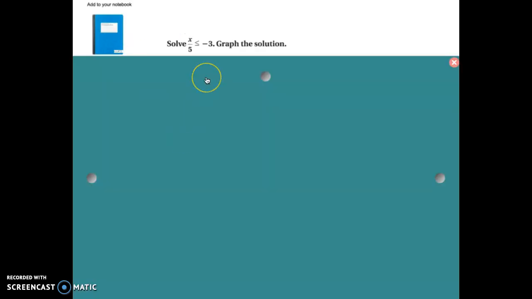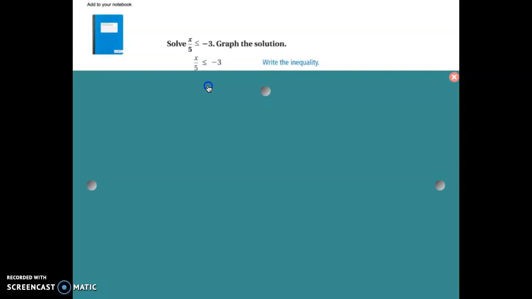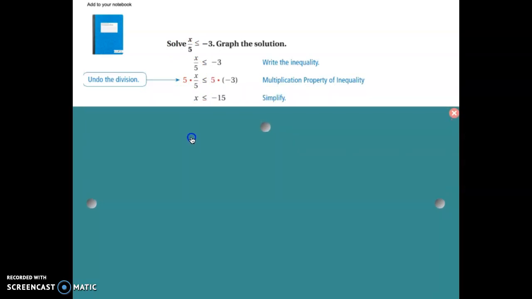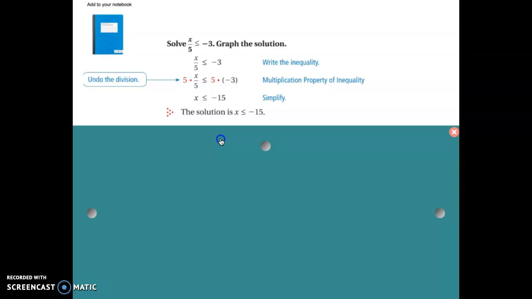All right, so now let's practice this one. This is x over 5 is less than or equal to -3. So now we're going to multiply both sides to undo that division right there. We're going to multiply both sides by 5. Now that's just 5, so we don't have to worry about reversing the inequality. We're just going to keep it with less than or equal to. So x is less than or equal to -15.